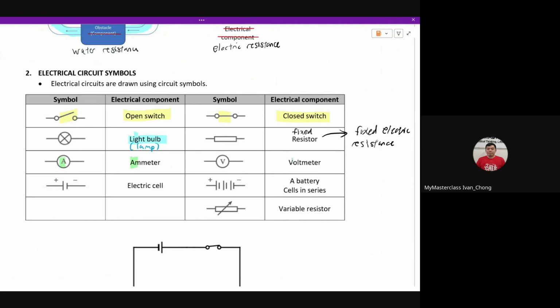Here you see a voltmeter. The voltmeter is this: you just draw a circle with the symbol inside. I'll talk to you about its function later. And now, this part is important.